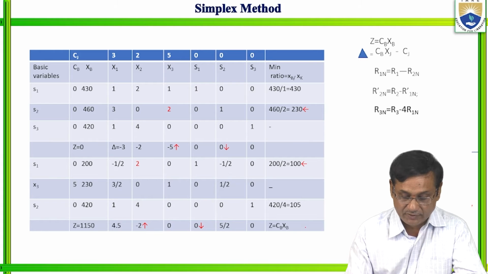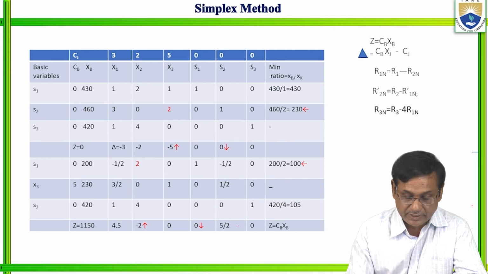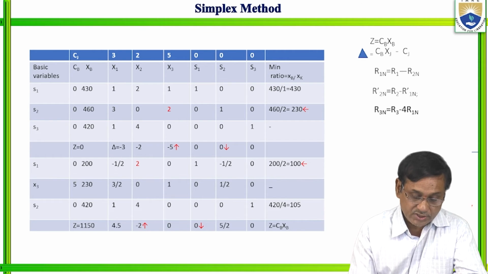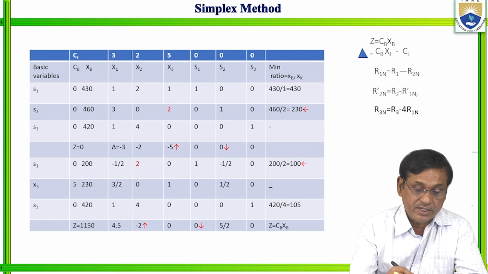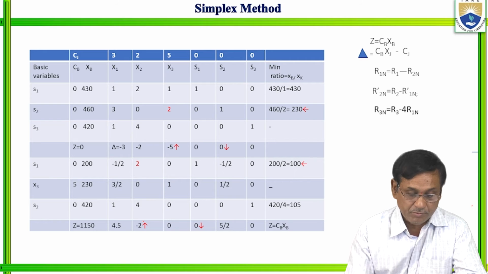So now see the delta values. Corresponding to the first column positive, corresponding to the second column negative. So the most negative delta value is minus 2. This is deciding the incoming vector. In this stage, the incoming vector is x2. Now we have to find out the outgoing vector. The outgoing vector is decided by the minimum ratio.